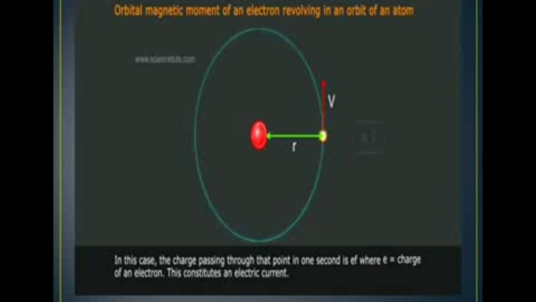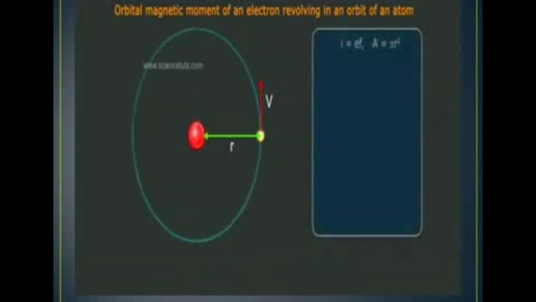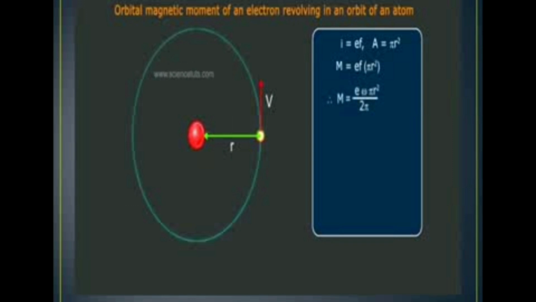So the charge of an electron is e and it produces a current. Here e is the charge of an electron and F is the frequency. So the current I equal to e into F, and area A equal to pi r square. Moment M equal to I into A. Multiplying the two values, you will get e F into pi r square, or we can write M equal to e omega.